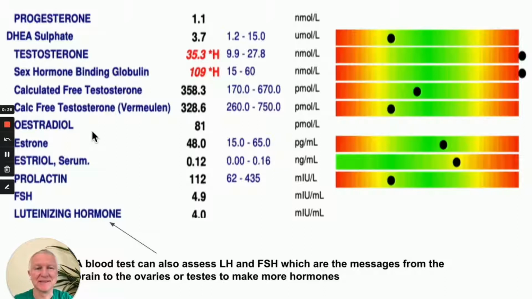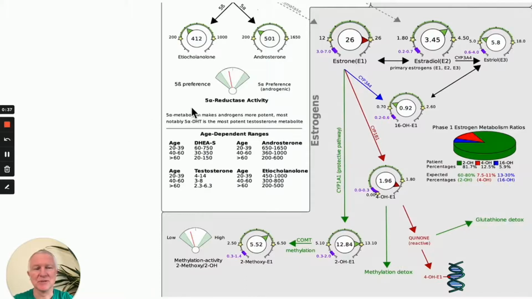And that's the message from the brain to the ovaries or testes to make hormones. And then you can measure estradiol, estrone, and estriol, but most labs only measure estradiol. So the disadvantage in the blood test is you don't get the metabolites of estrogen and testosterone, and you don't know how the body's detoxifying the hormones. This can be measured in a Dutch test.